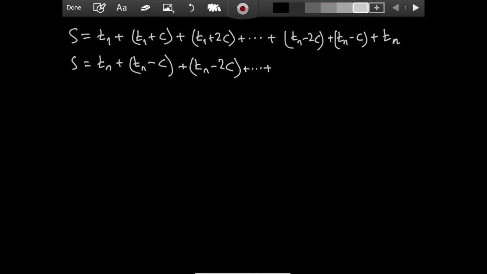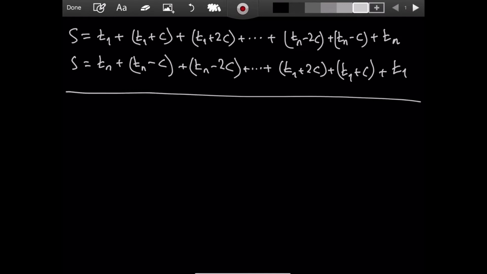Now I'm going to write this one and the others. t1 plus 2c. And this is n by the way, okay? Plus t1 plus c. And then the first term, which is t1, all right? I just switched the order. That doesn't affect the value. This sum is still s.